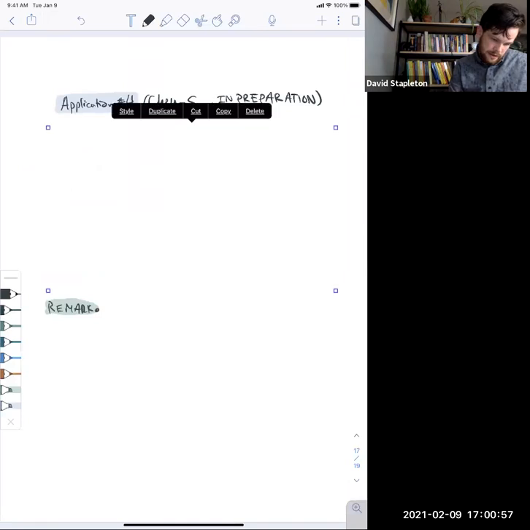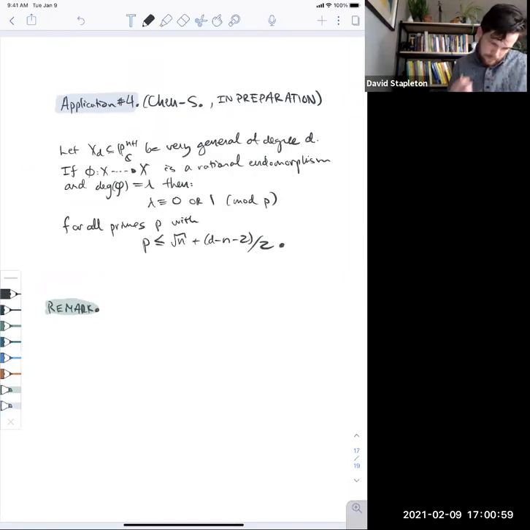So I just wanted to state our theorem, and maybe I can talk more with people who are interested, that if you have a very general hypersurface of degree D, then this degeneration mod p imposes certain congruence conditions on the degrees of rational endomorphisms. Specifically, it says any rational endomorphism should have degree which is congruent to 0 or 1 mod p for a certain set of primes.